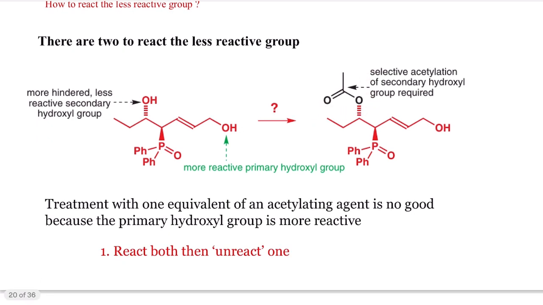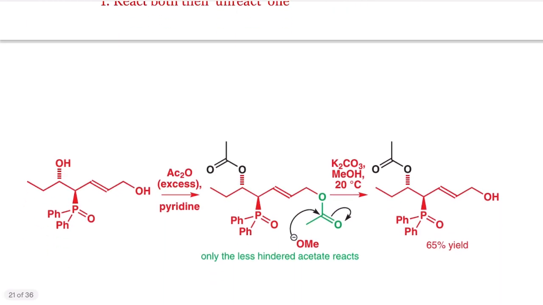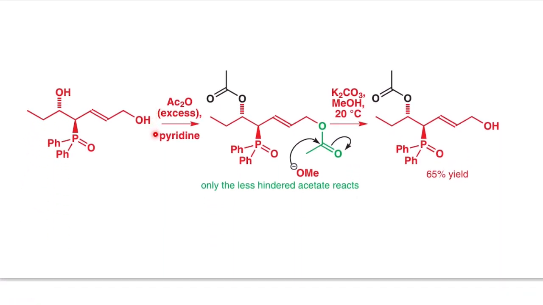Treatment of this compound with one equivalent of the acid chloride will not work, because the primary alcohol is more reactive than the secondary alcohol. One thing that can be done is to react both the hydroxy groups and then do the deprotection. Here we take excess of acetic anhydride so that we get a diacetylated product.